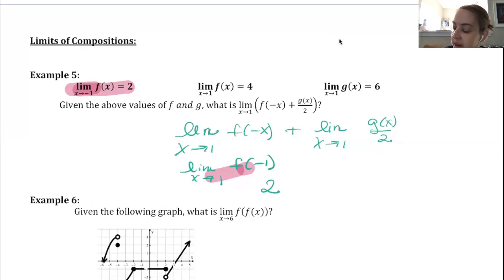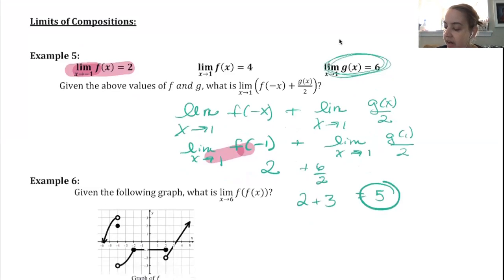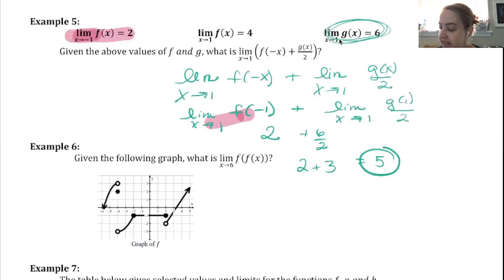So the first piece is equal to 2. Now in that second piece, that second term, same thing, you'll put the 1 in for the x. So this becomes the limit as x approaches 1 of g of x. So you're really putting in g of 1 over 2. Well, that g of 1 piece is for the third piece that's defined up here. So this is 6 over 2. So I've got 2 plus 3 gives me 5. All right, very good.